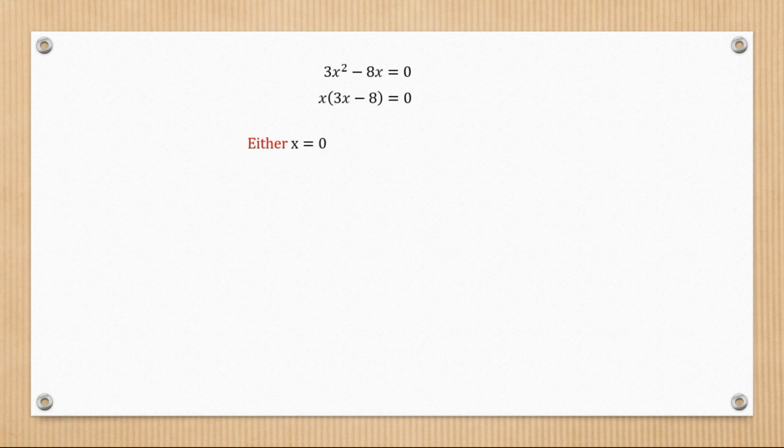So you can see that either x is equal to 0 or 3x minus 8 is equal to 0. So from here I can see that if I take this negative 8 to the other side, I have 3x being equal to 8, of which if I make x the subject, x shall be equal to 8 over 3. So therefore the values of x are 0 and 8 over 3.